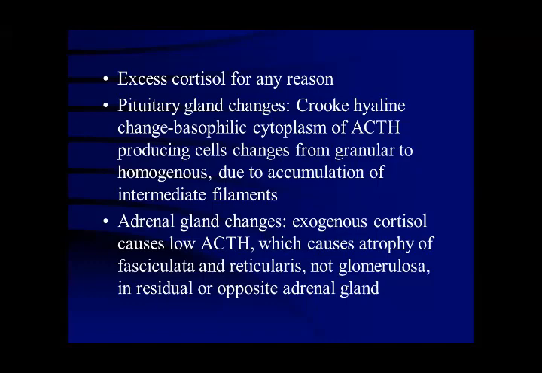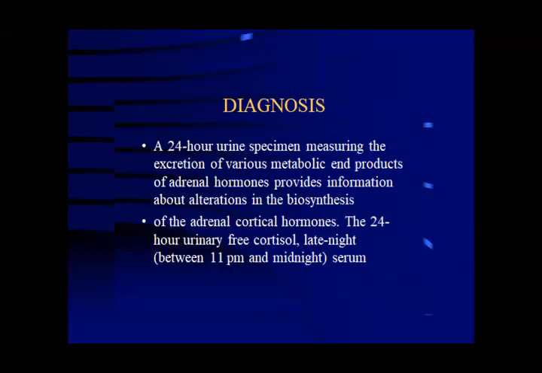Adrenal gland changes: excess cortisol causes negative feedback and a low level of ACTH, which causes atrophy of the zona fasciculata and reticularis, not glomerulosa, in the residual or opposite adrenal gland. The gland which is functioning has sufficient function to do, so they are under the effect of this gland. So how do we make the diagnosis?